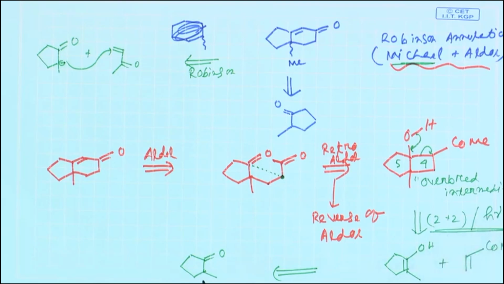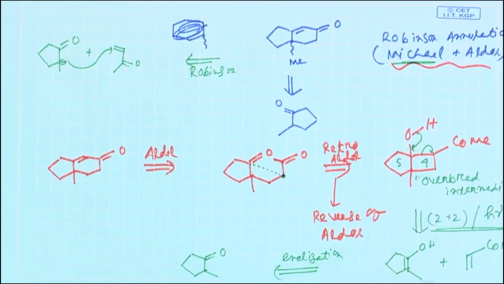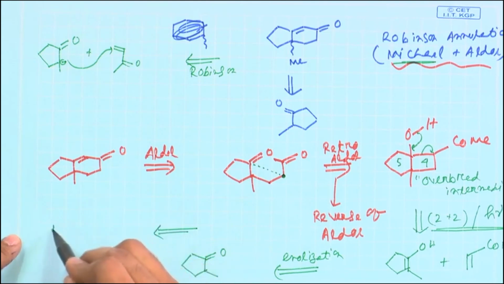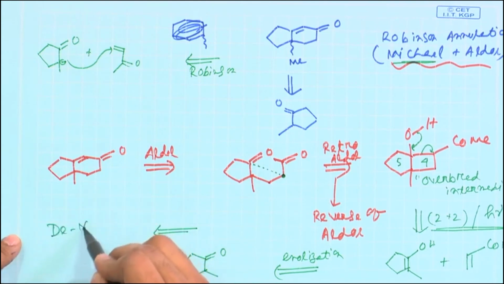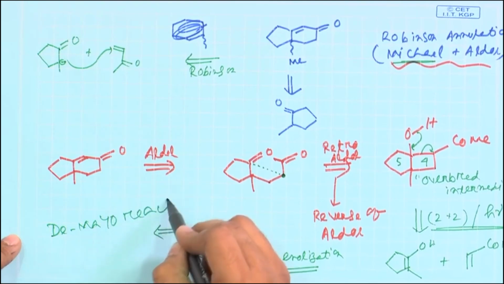provided that the ketone is enolizable. So, make sure the ketone is enolizable. So, you can make the keto-enol tautomerism, enolization, and then this starting material, this vinylic alcohol, reacts in 2+2 fashion. Okay. Now, eventually this reaction is known as the De Mayo reaction. It is named as the De Mayo reaction.